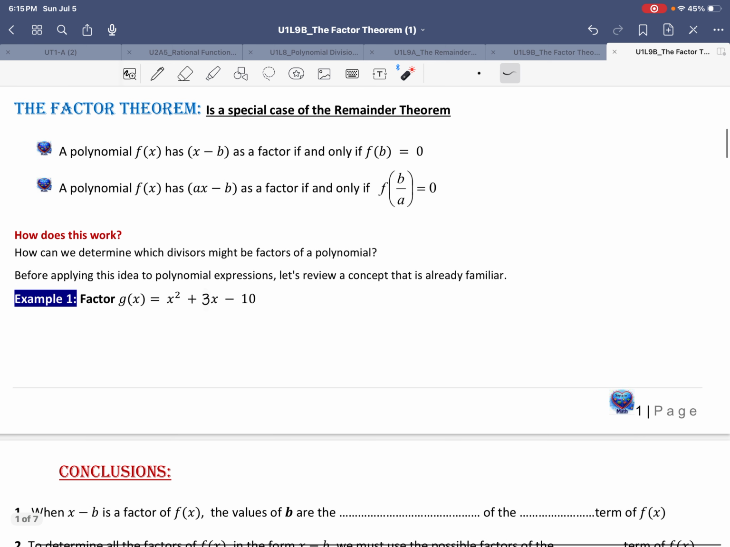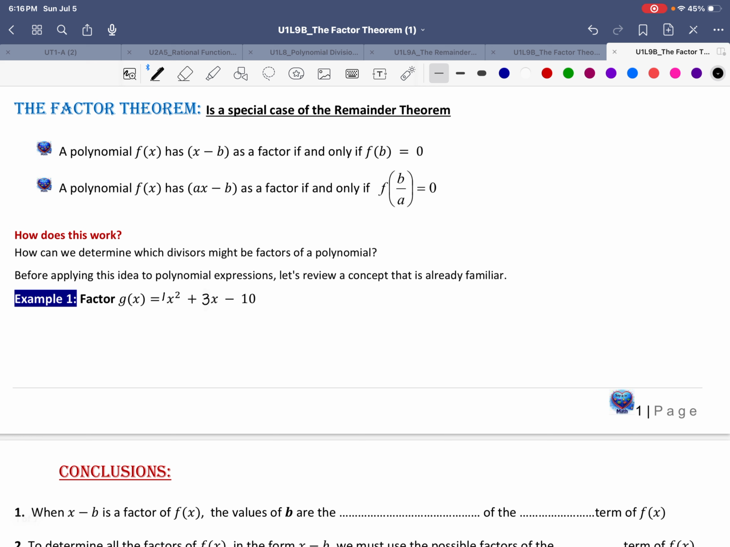Now, how does this work? How can we determine which divisors might be factors of a polynomial? Before applying this idea to polynomial expressions, let's review a concept that we are already familiar with. We're looking at a polynomial function of degree 2, g of x equals x squared plus 3x minus 10, and we'll factor it. We're familiar with this process.